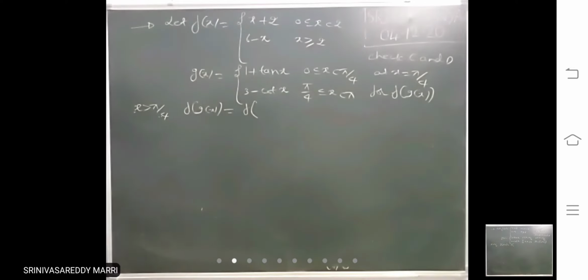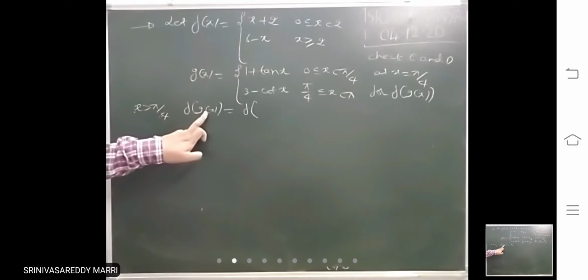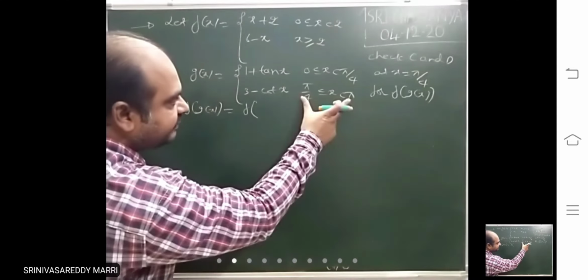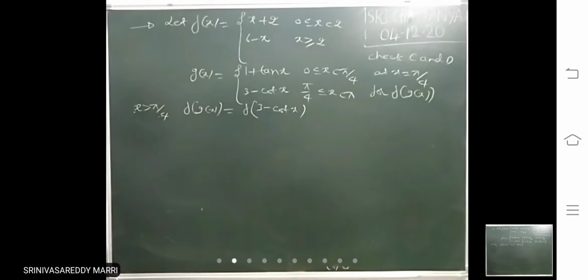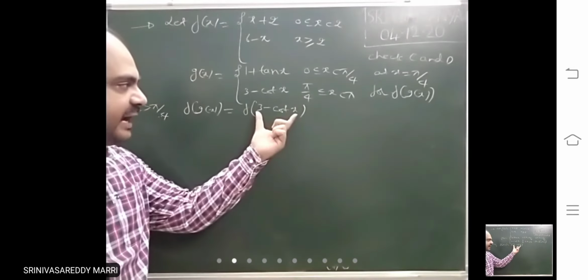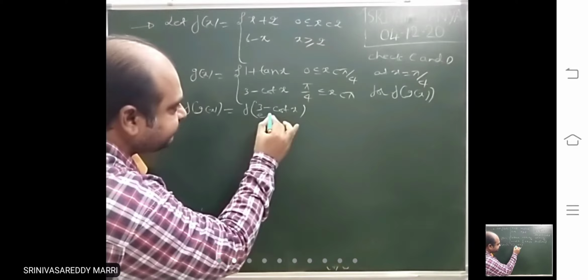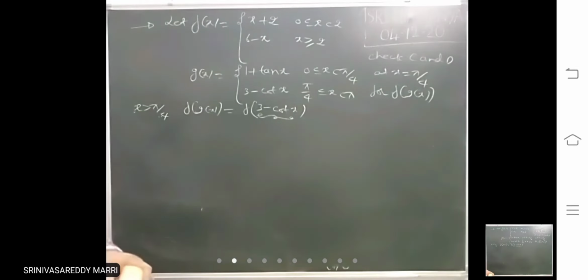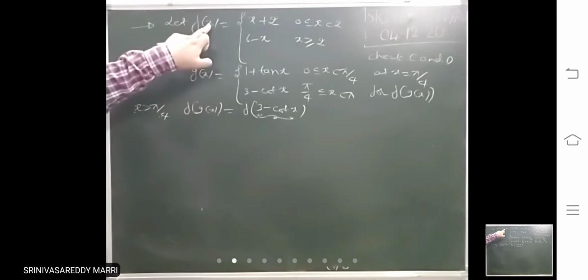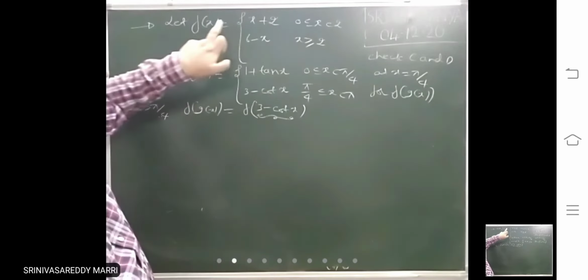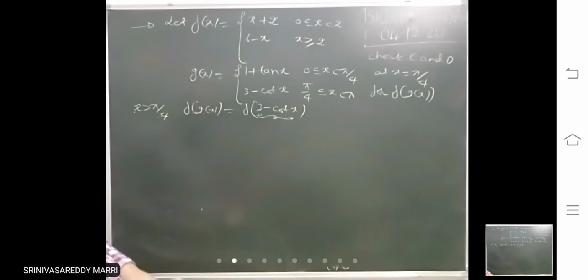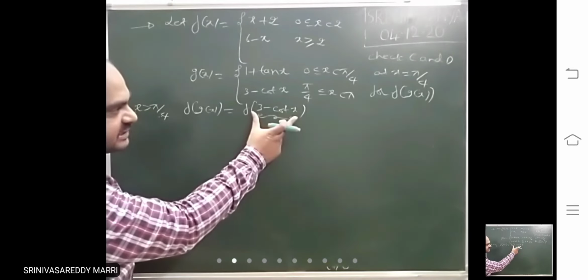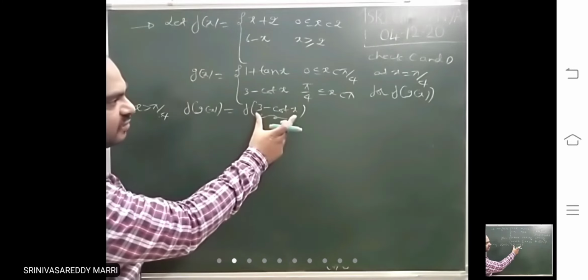When x is greater than pi by 4, this g of x will be 3 minus cot x. So f of 3 minus cot x. Depending on this value, whatever you get, you can calculate. If f of x is x plus 2 when x lies between 0 and 2, and 6 minus x when x is greater than or equal to 2, suppose you got this 3 minus cot x value as 3.